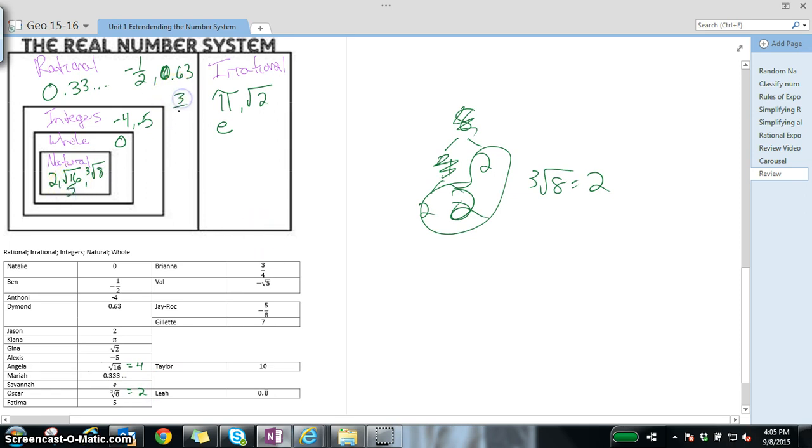3/4, a fraction. Negative root 5, doesn't matter if it's negative or positive, it's irrational. Negative 5 over rational. 7, natural number. Counting number, 10, natural number, we're losing room. And last, 0.8 repeated, the repeating decimal, is rational. We need to know those rules without the calculator, or without notes.